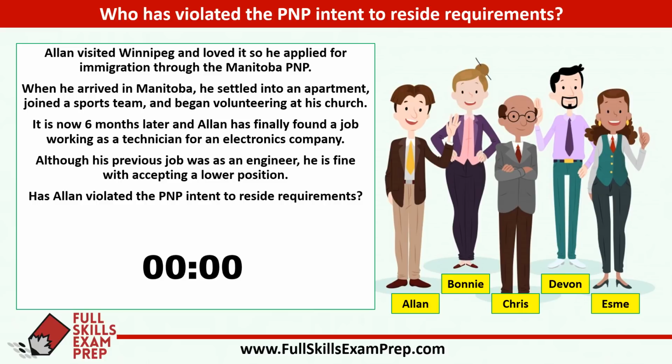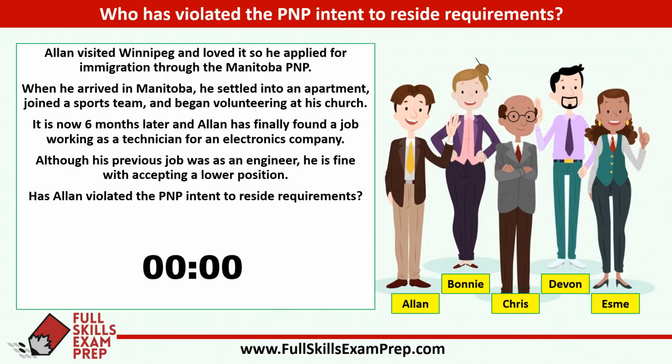All right, so it starts off with a great story. And I think this is the type of client that you want, really, where he visited Winnipeg already. He loves it. So he's applying through the Manitoba PNP. Perfect. So the reasons are there. We saw that the intent is probably there. And then I think the second paragraph really demonstrates that this person had the intent to immigrate to Manitoba and took action on it. So when he arrived, he got an apartment, joined a sports team, began volunteering. Great. So that shows a person really had ties to the community that he immigrated to as he intended to.